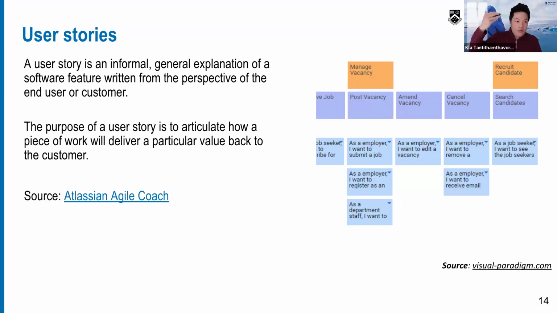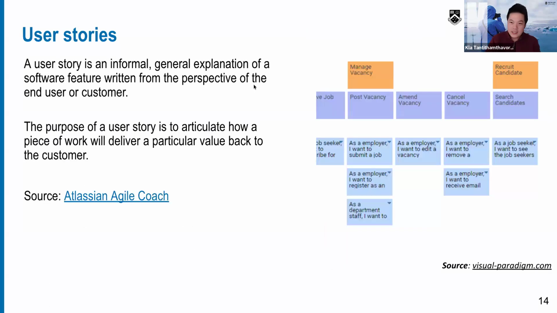Then you write down the user story that is aligned with the feature. For example, let's say you look at the post vacancy here. This is not really about real estate, this is about job posting. So one of the user stories: as an employer, I want to submit a job. As an employer, I want to register. Why is it incomplete?